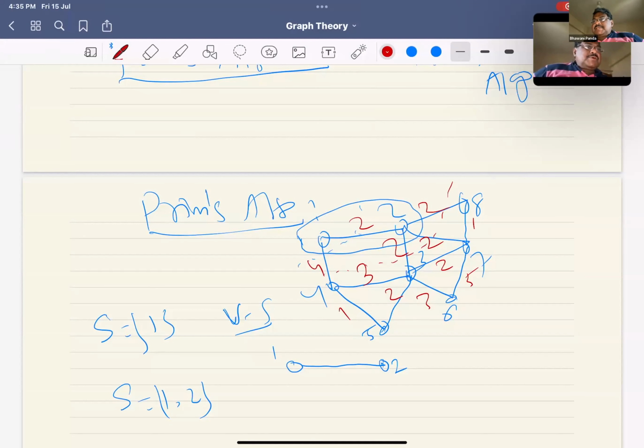So which is the minimum cost edge going from S to V minus S? There are more, but the minimum cost is 2. There are more, so you can select any one. So tell me which one you want to select. 2 to 8, 2 to 7, 2 to 3: these are the 3 edges of cost 2, and then 1 to 4 is of cost 4. So you select one of the edges. Which one? You tell me.